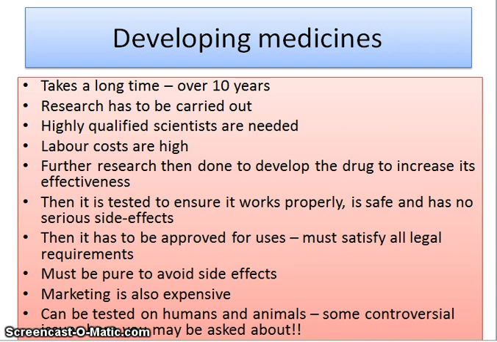Okay. Now when it comes to developing a drug, it can take a long time, and we're talking about 10 years. But if you think about it, all those steps I talked about all have to be considered, and you can't just make a drug and give it to humans straight away, because you have to make sure it is safe. So the research has to be carried out, and highly qualified scientists are needed. It has to be tested to make sure it works properly, and there's no serious side effects. It has to be approved for use, so it must satisfy all the legal requirements.